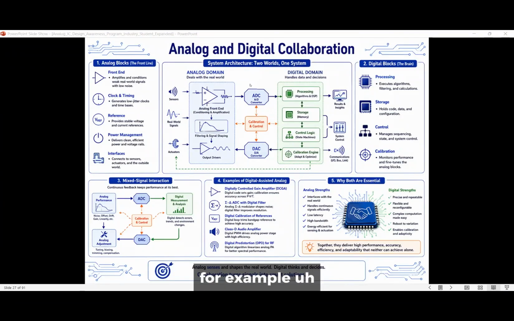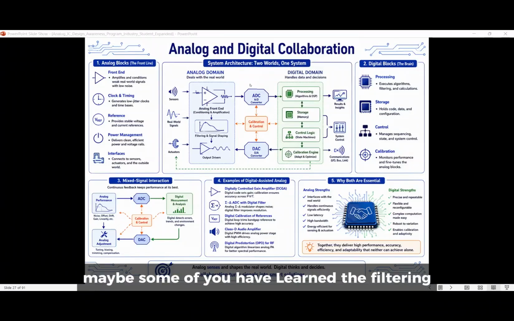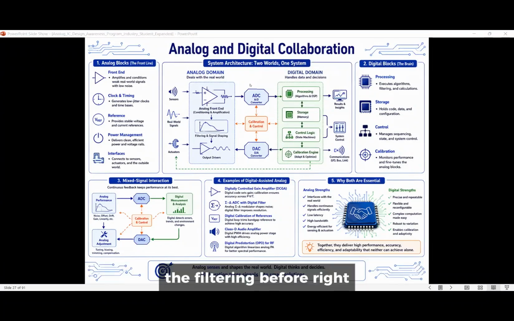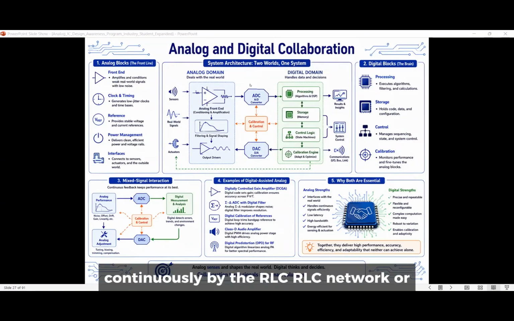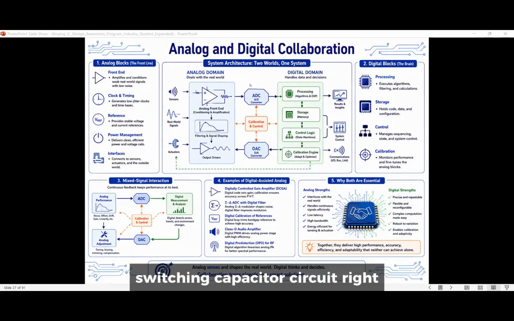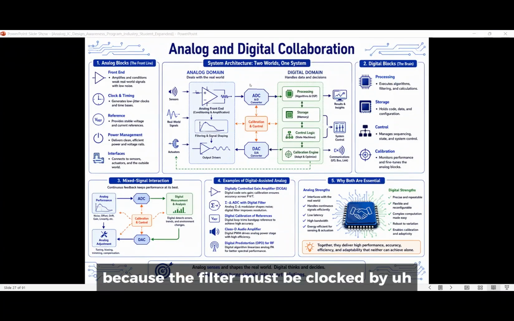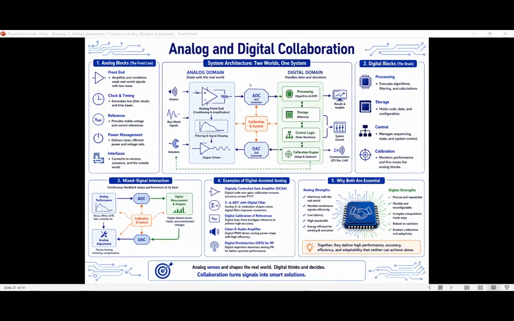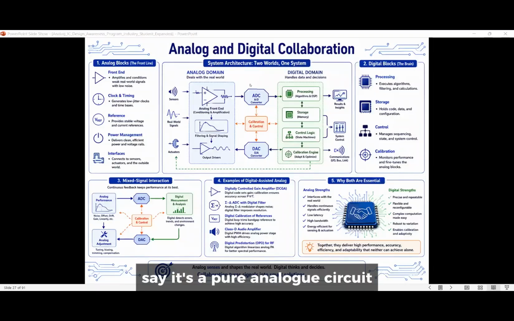For example, maybe some of you have learned filtering before, right? Filtering can be performed continuously by the RLC network, or digitally by the switched-capacitor circuit. In a switched-capacitor circuit, the filter must be clocked at a certain frequency, so it's very hard to say it's a pure analog circuit.